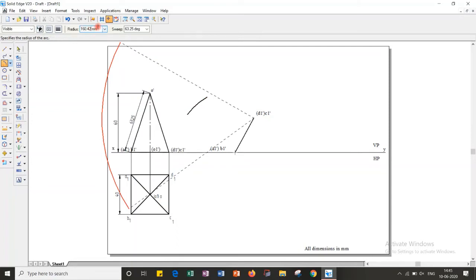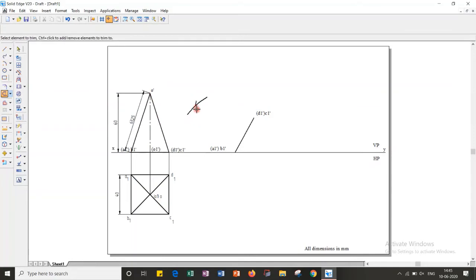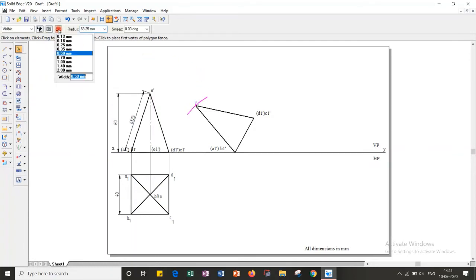One more arc by taking C1 as center and radius 63.25. These two arcs will intersect here. So this intersection point is point O dash. Connect O dash with A1 and C1. I have copied the same diagram from the first step to the second step.